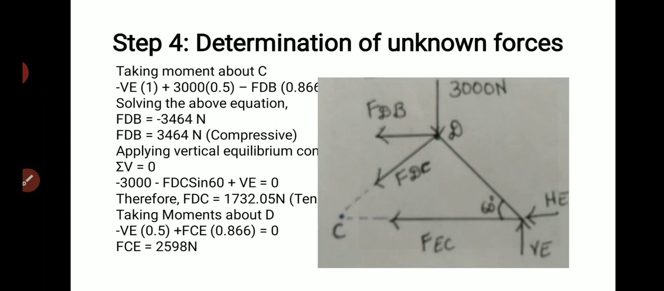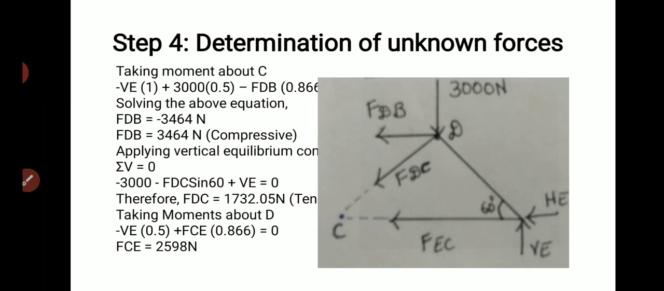Next, applying the equilibrium conditions in the vertical direction. If I apply sigma V as 0, the vertical forces are 3000 Newton acting in the downward direction, VE acting in the upward direction, and FDC sine 60 acting in the downward direction. If I solve it, I'll get the value of FDC as 1732.05 Newton. So it is a positive force, stated as a tensile force.